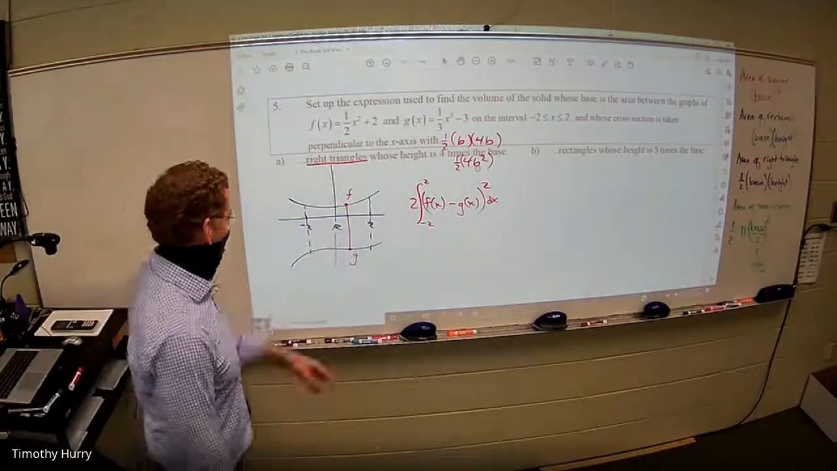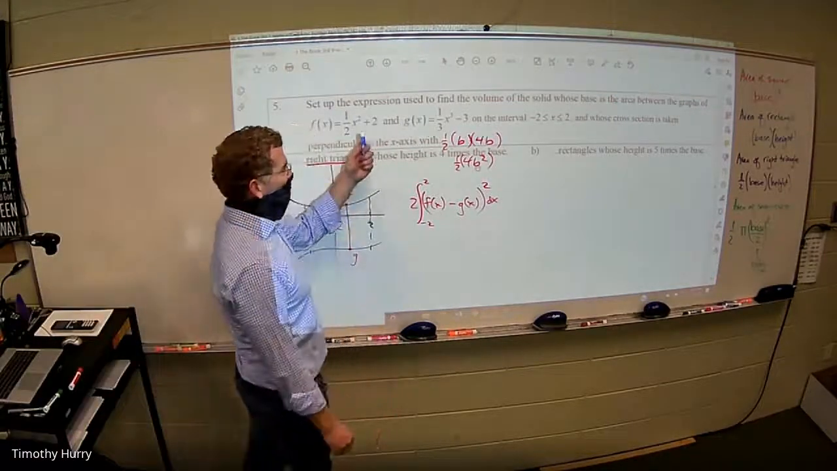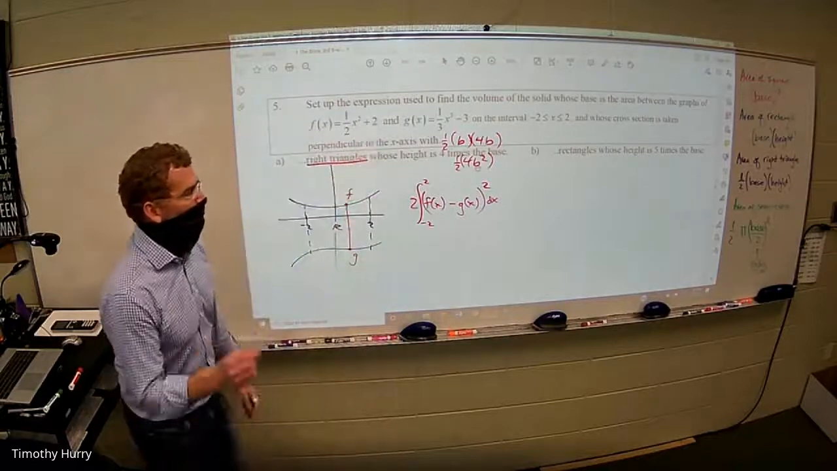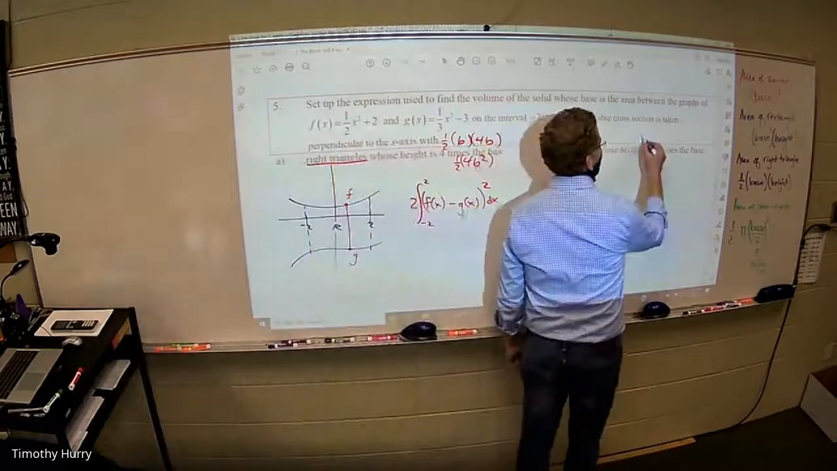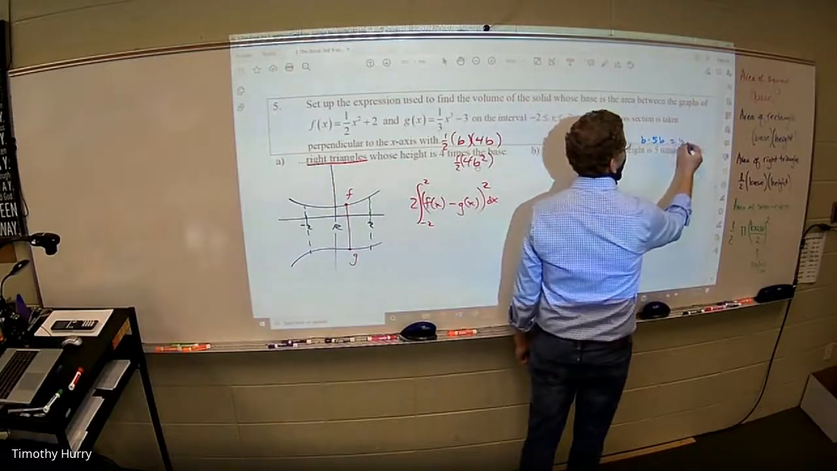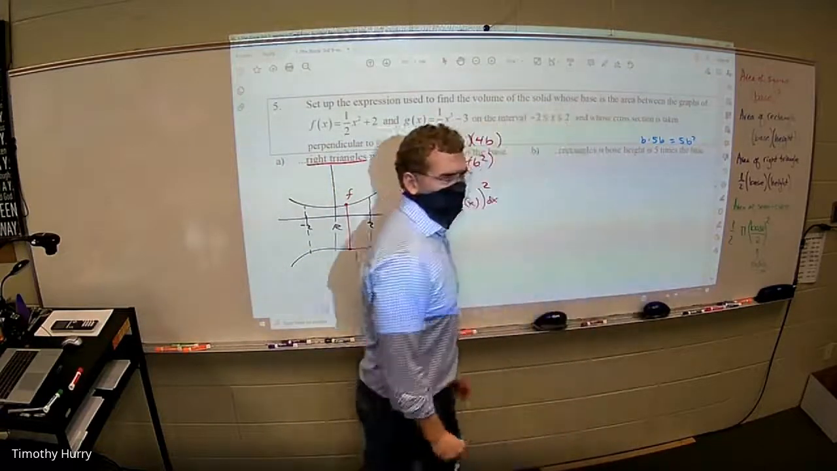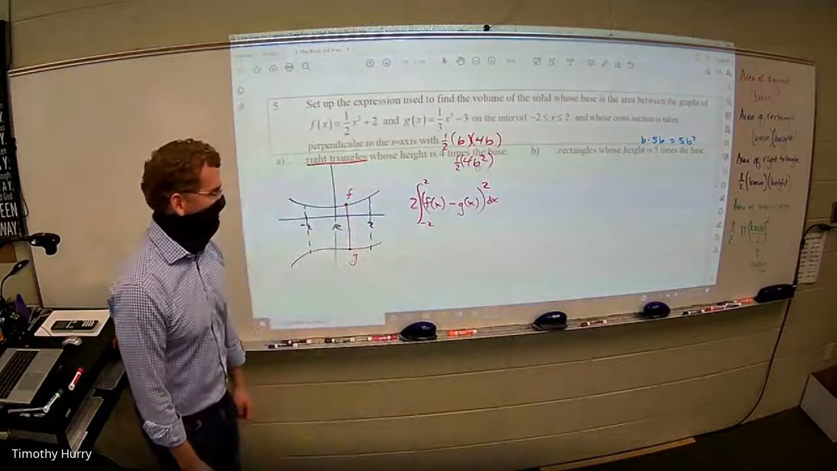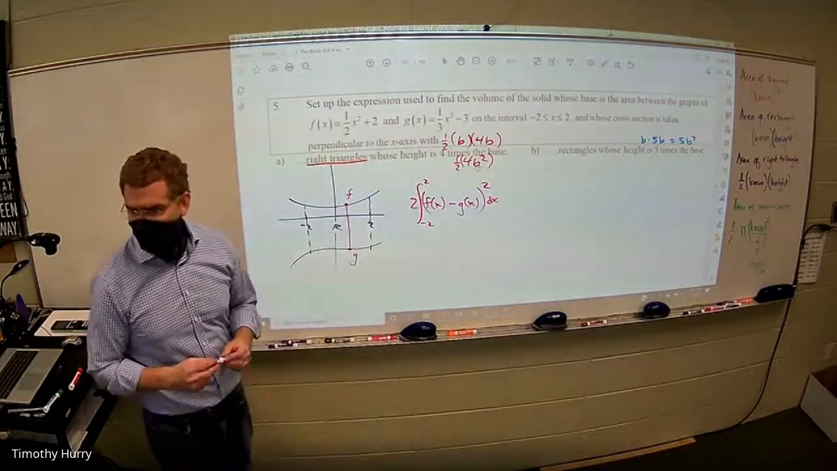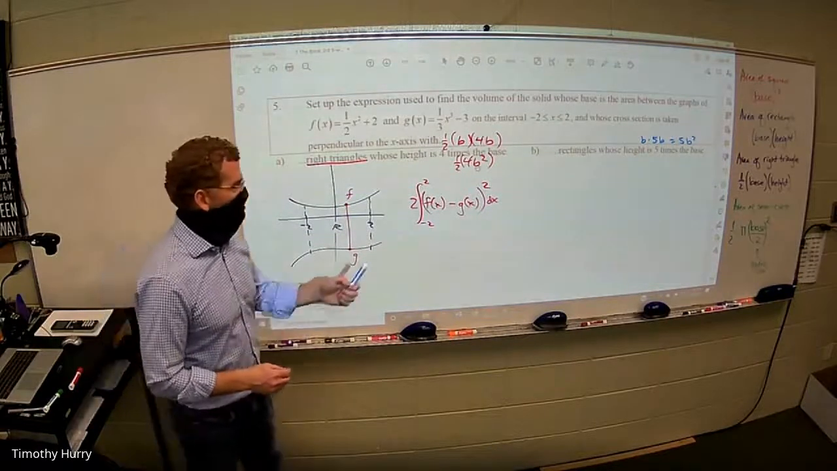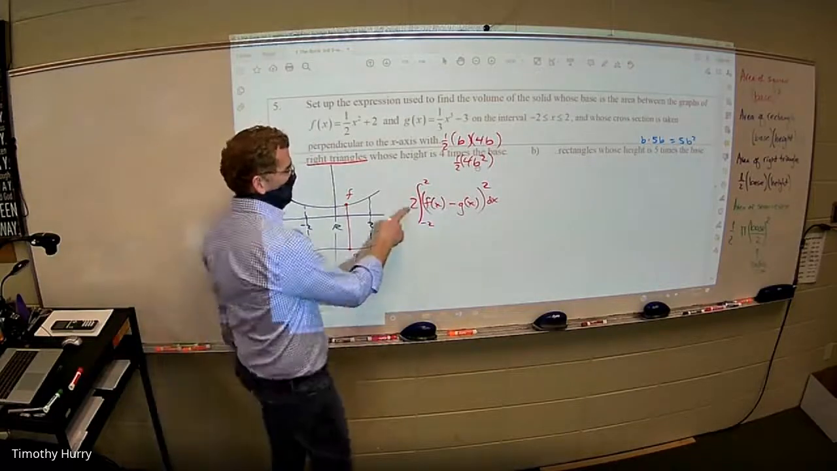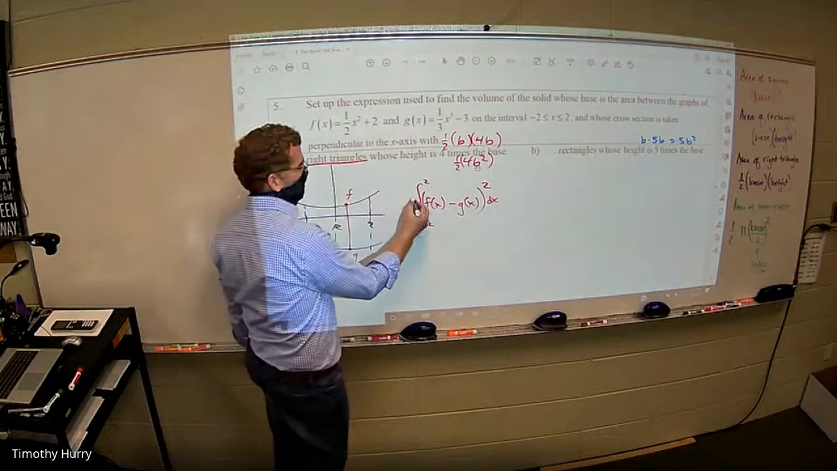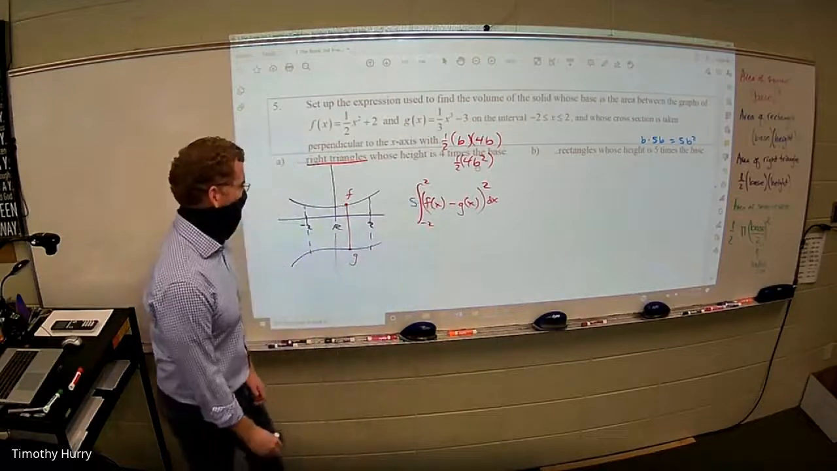And then on the next one, still perpendicular to the x-axis, but I have a rectangle whose height is 5 times the base. So base times 5 base, 5b squared. So what changes on this? What changes for B? The 2 turns to a 5. That's it.